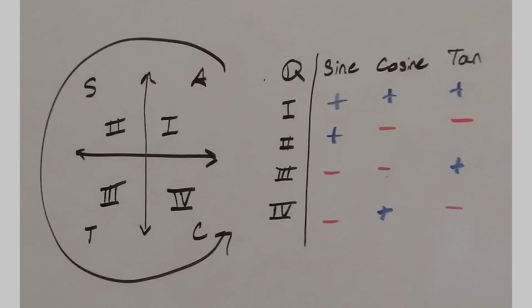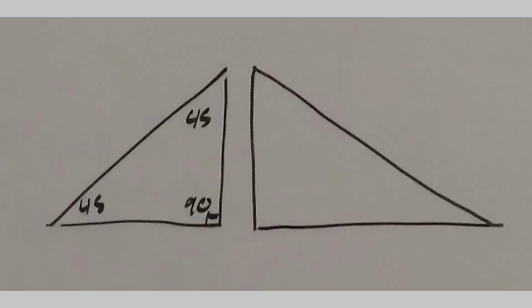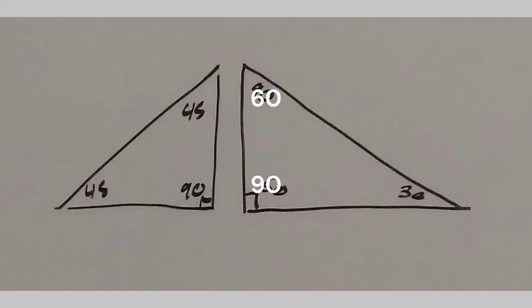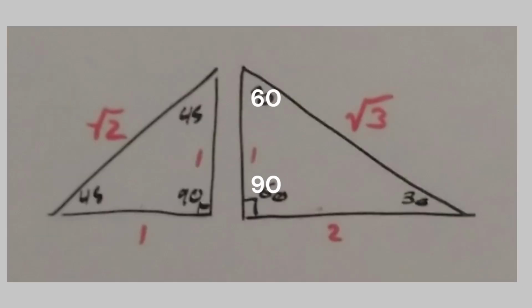You also memorize trigonometric tricks, such as All Students Take Calculus, the 45-45-90 triangle, and the 30-60-90 triangle, which is as easy as 1, 2, square root of 3.